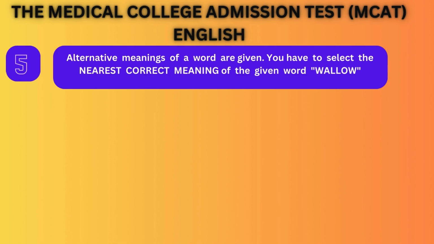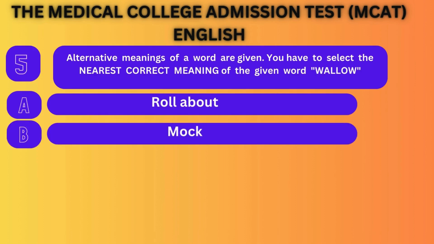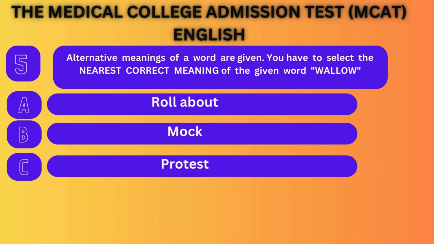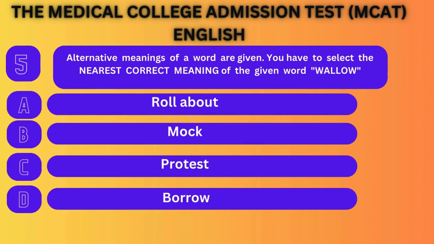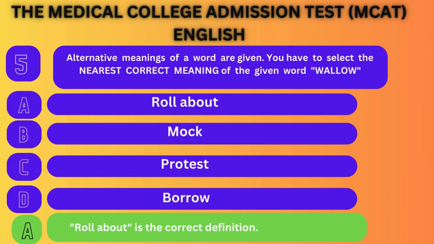Question number 5. Alternative meanings of a word are given. You have to select the nearest correct meaning of the given word, wallow. Option A. Roll about. Option B. Mock. Option C. Protest. Option D. Borrow. Correct answer is A.